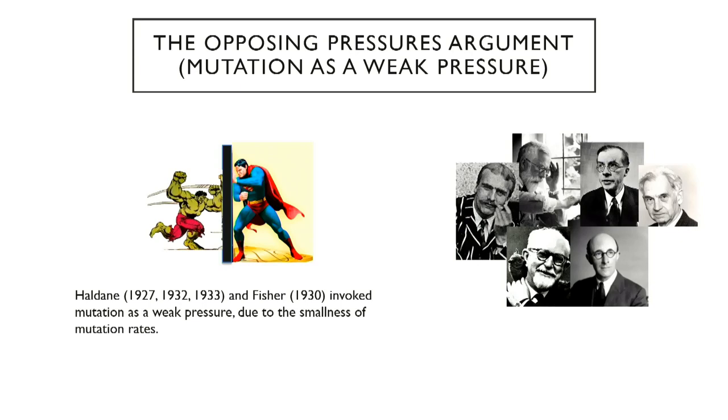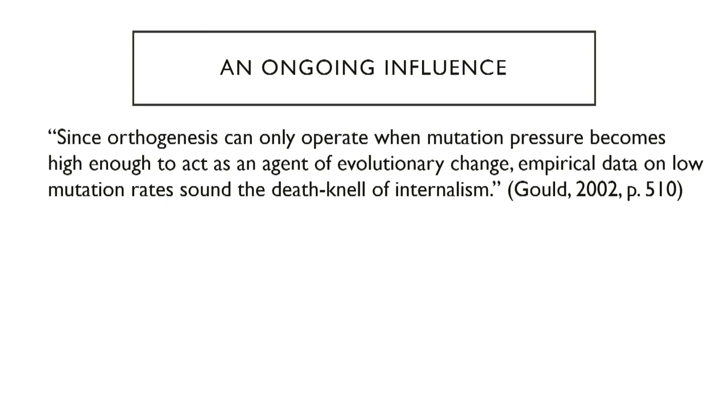So in the literature of molecular evolution, for instance, you still see the assumption that mutational explanations for patterns require or imply neutrality. Another example would be Stephen Jay Gould in his 2002 book. He cites Fisher's version of this opposing pressures argument and concludes that since orthogenesis can only operate when mutation pressure becomes high enough to act as an agent of change, empirical data on low mutation rates sound the death knell of internalism. So what does that mean for the idea of developmental constraints in evo-devo?